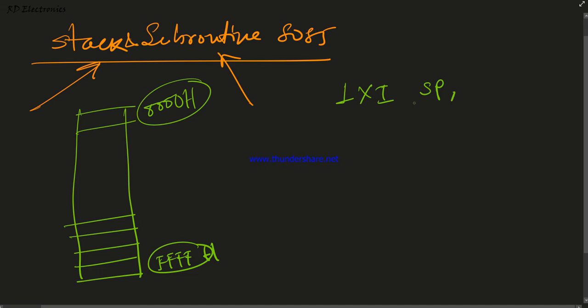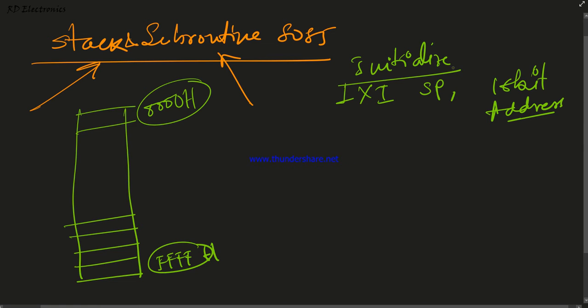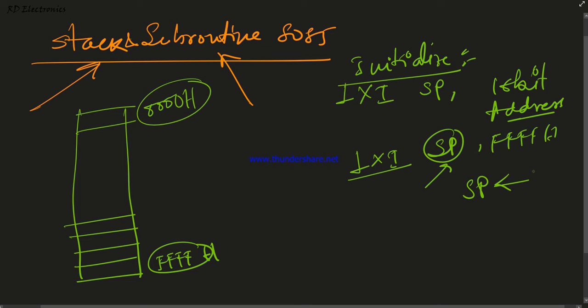The first instruction is LXI SP, 16-bit address. This is very important because this is for initialization of the stack, otherwise we cannot understand where the stack is starting or where it is located. LXI means load immediate to the register pair. This is the 16-bit register stack pointer in 8085, and say here we use the address FFFF. That means the stack pointer is located at the FFFF hex memory location.